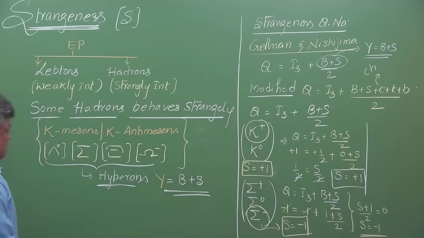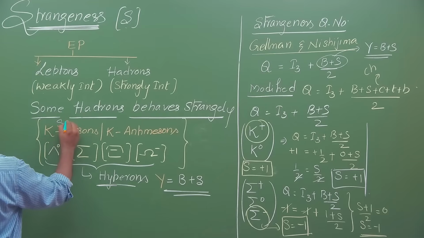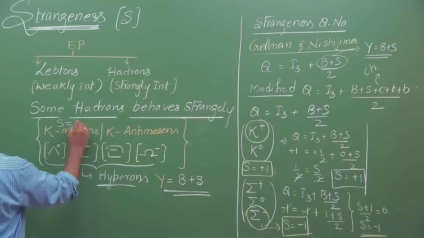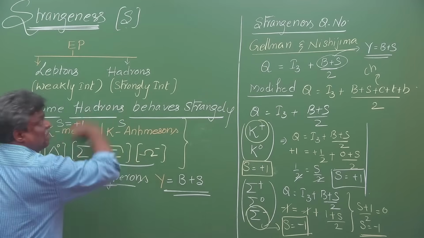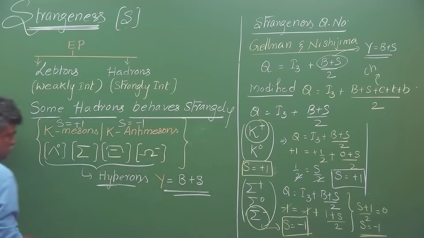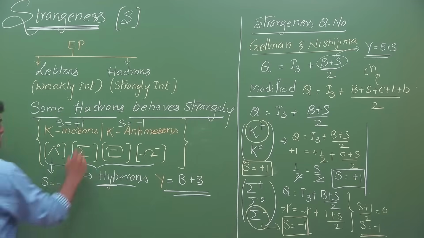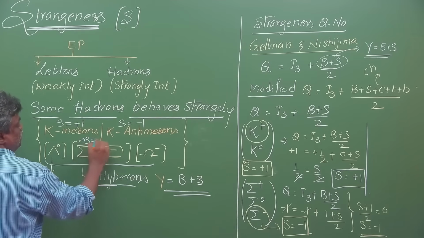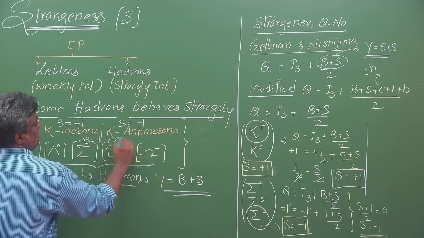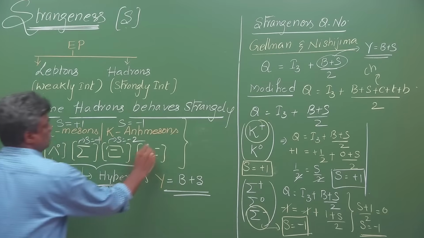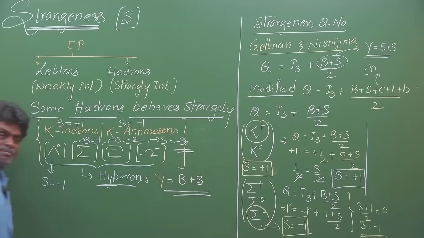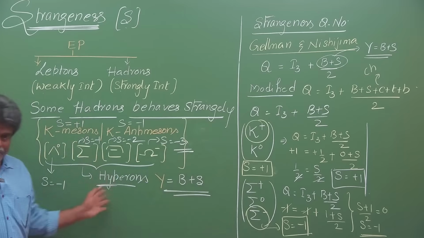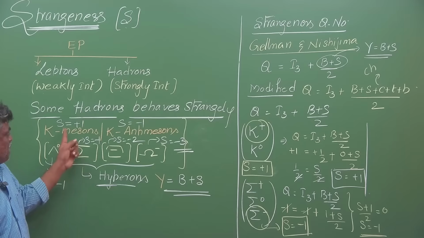Like that, I request you, please check the strangeness for K mesons. Everybody must find all these. For lambda naught, S is equal to minus 1. Sigma, S is equal to minus 1. Cascade, S is equal to minus 2. Omega minus, S is equal to minus 3. Okay, like this you have to get. I explained only one, the sigma group.